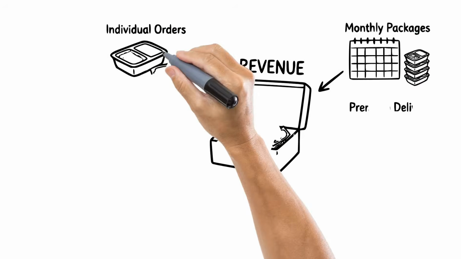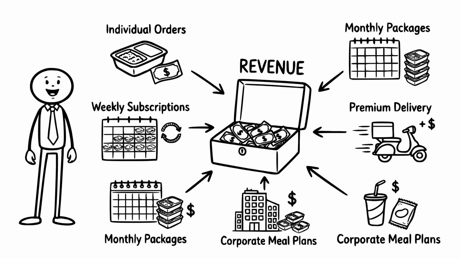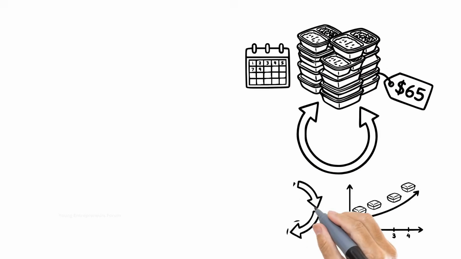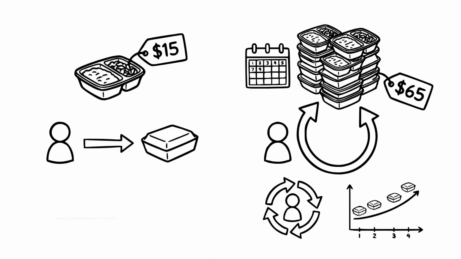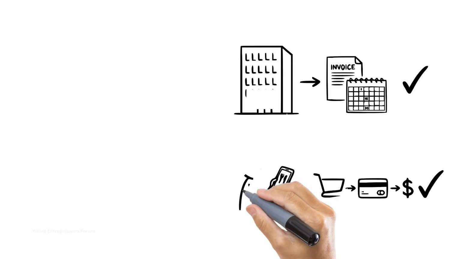Next, define how the business will make money. Your meal company could charge customers for individual orders, weekly subscriptions, monthly meal packages, premium delivery, corporate meal plans, or additional products such as drinks and snacks. Suppose one meal sells for $15, while a 5-meal weekly package sells for $65. The package generates less revenue per meal, but predictable repeat purchases could improve customer retention and make future demand easier to forecast.